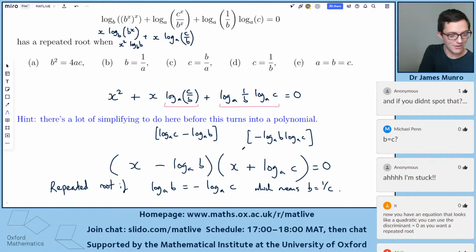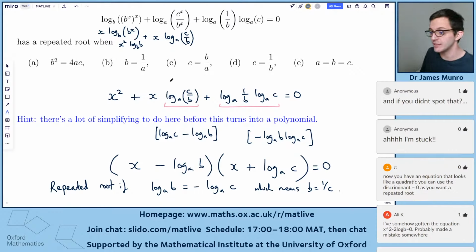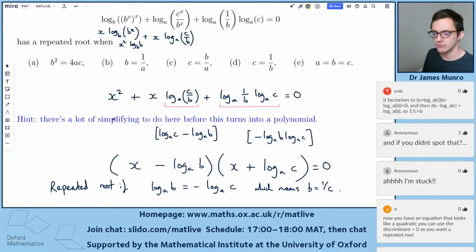And if someone in chat says, if you didn't spot that, then I would go for the discriminant. We've got it down to a quadratic, and we want to know whether this quadratic has a repeated root. It has a repeated root if and only if the discriminant is 0. Where am I going to write the discriminant? This is awkward, but I'm going to write the discriminant here.